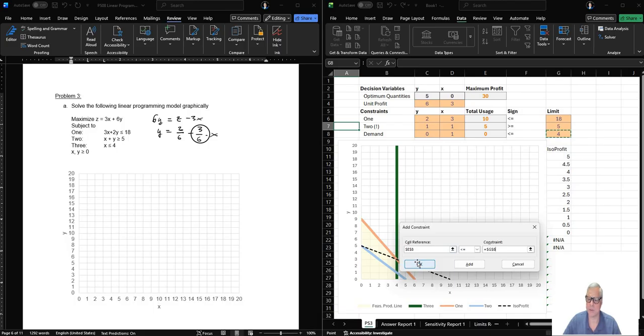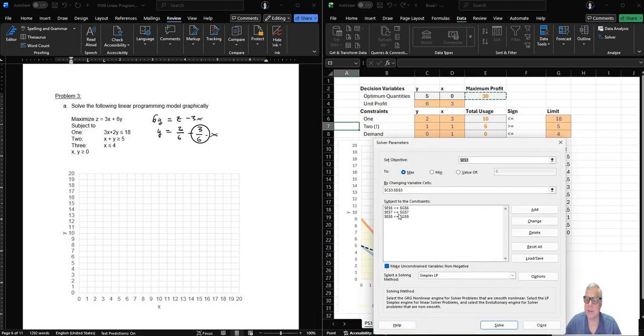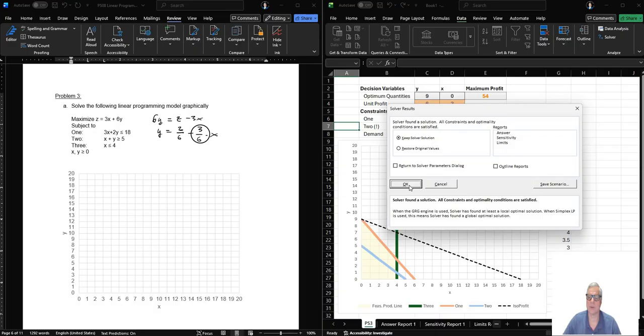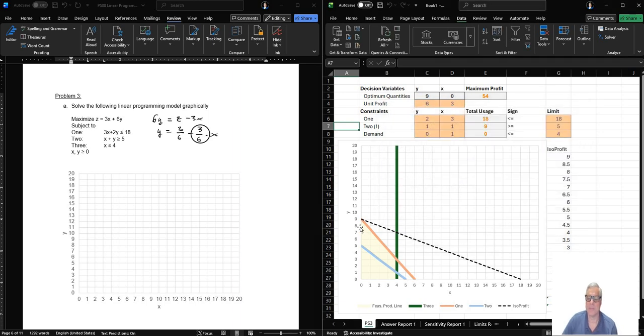So we click and look into the corresponding cell. Okay, E6 less than, greater, okay. So now let's solve it. Oh, that looks correct. I must have clicked something. So keep Solver solution, okay. And we see we have now basically a corner solution. We only produce 9 Y and no X.